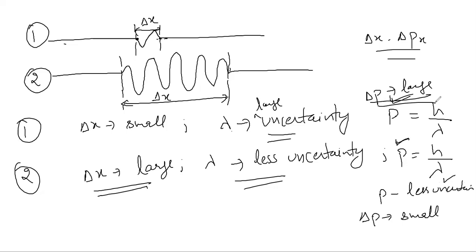So this is another way to understand the Heisenberg uncertainty principle. जब कभी भी आपका delta x small होगा, तो आपका delta p large होगा. और जब कभी आपका delta x large होगा, तो आपका delta p है वो small होगा. Anyone has any doubt so far?